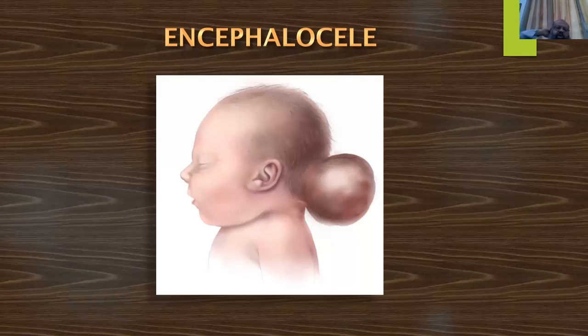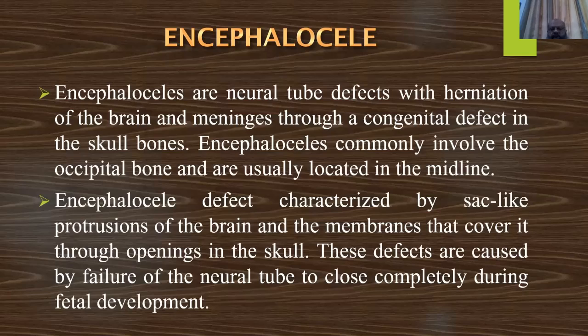Then comes the anencephalocele, the third anomaly of the skull. Anencephaloceles are neural tube defects with herniation of the brain and meninges through a congenital defect in the skull bones. They commonly involve the occipital bone and are usually located in the midline. The defect is characterized by sac-like protrusions of the brain and the membranes that cover it through an opening of the skull. These defects are caused by failure of the neural tube to close completely during fetal development.